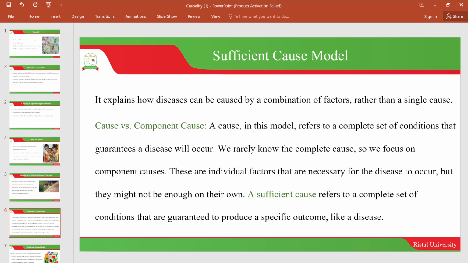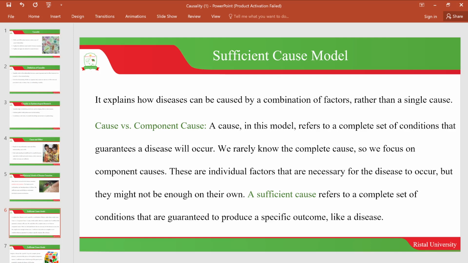So by the time the person gets malaria, all the other component causes should be available. So it's basically what we are referring to as the sufficient cause. The sufficient cause is the complete set of the conditions that guarantee that the disease will happen. But not always a disease.